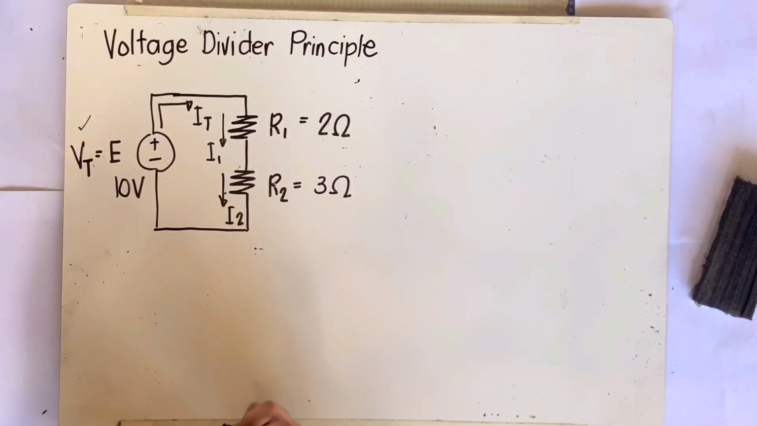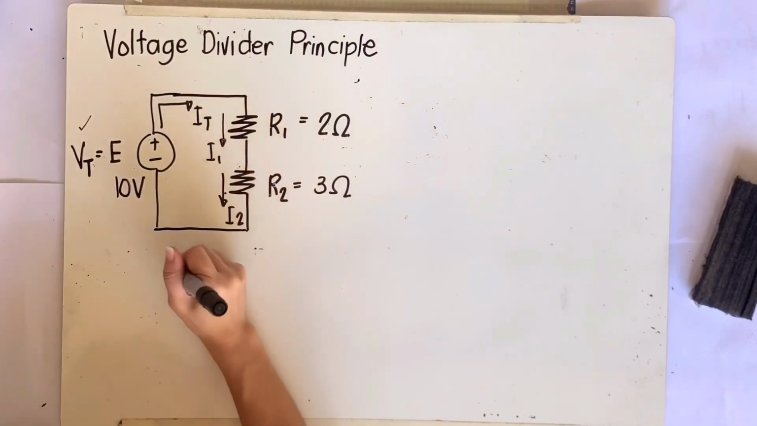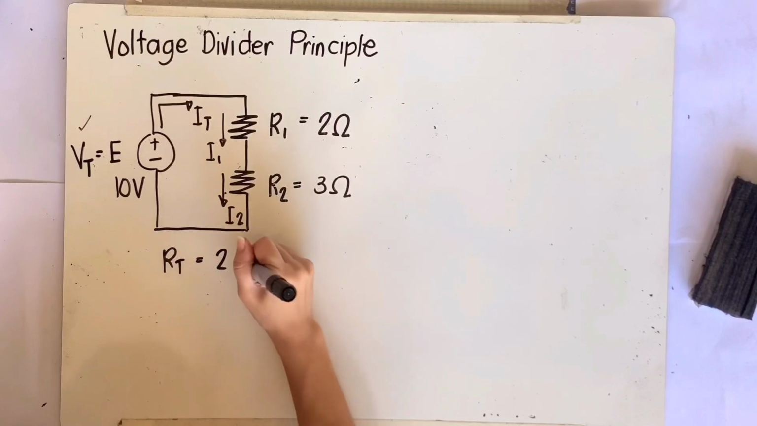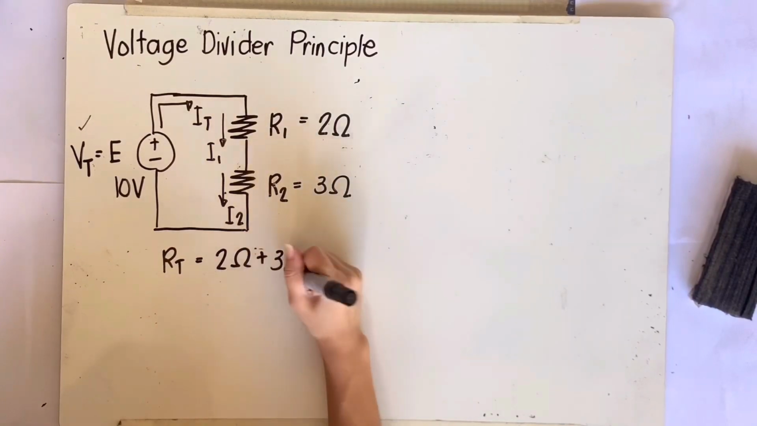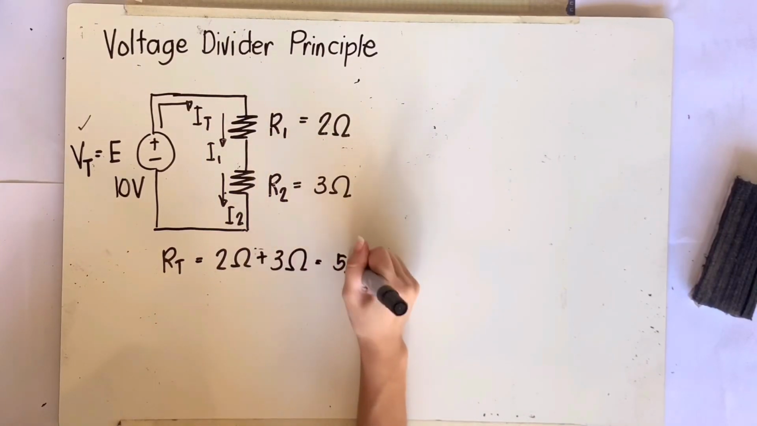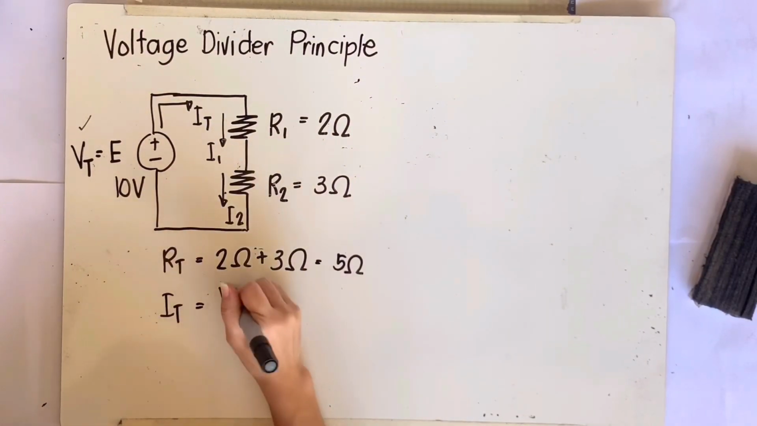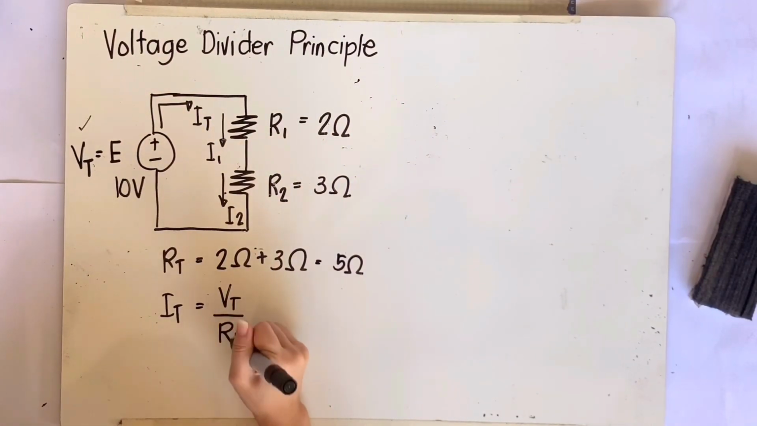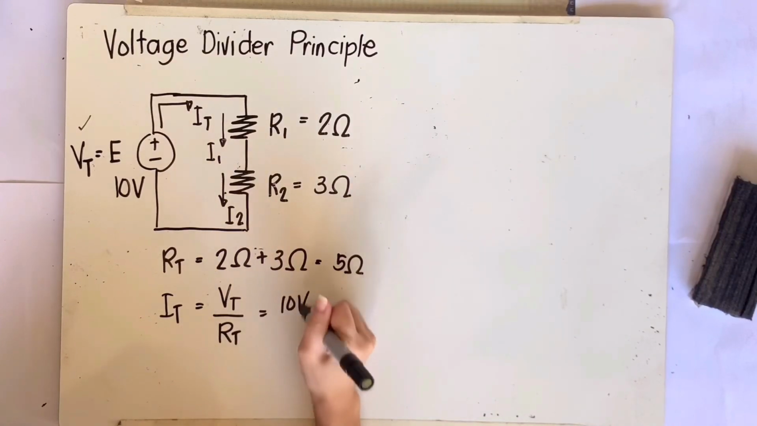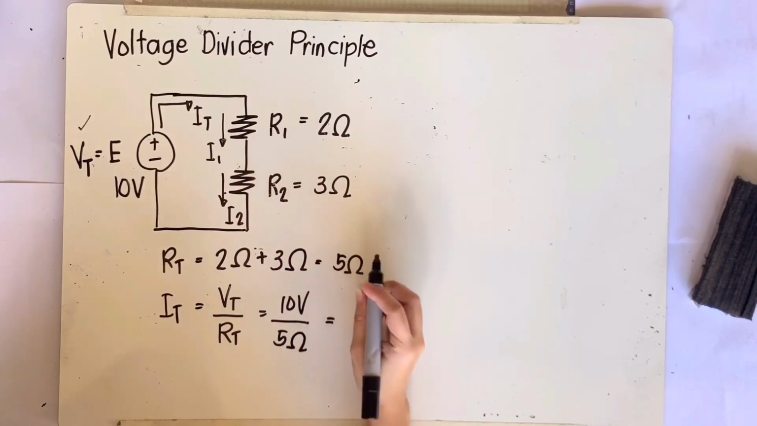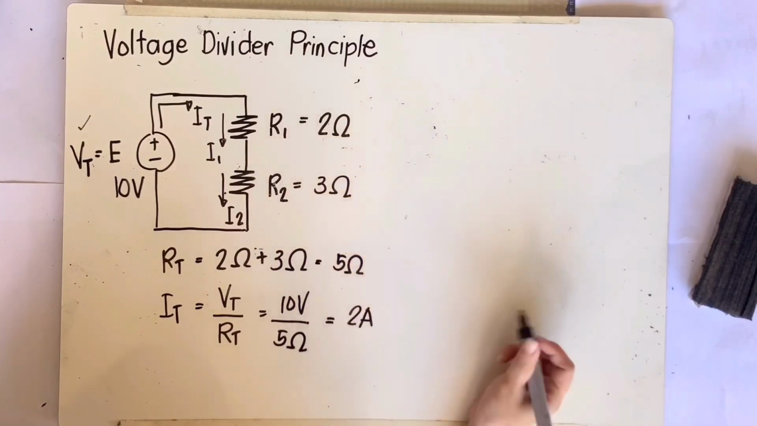If hindi natin alam si voltage divider principle, ang gagawin natin is kuhanin natin yung total resistance natin. That's R1 and R2. So 2 plus 3. We have 5 ohms as our total resistance. And then, we get I total. That is VT over RT. So, VT is 10 volts divided by 5 ohms. We get I total equal to 2 ampere current.